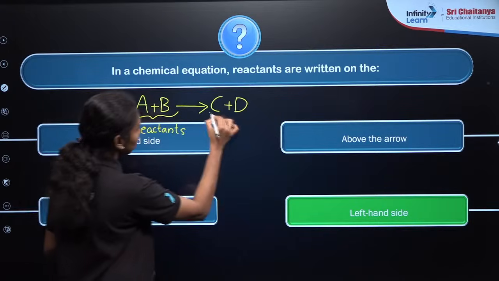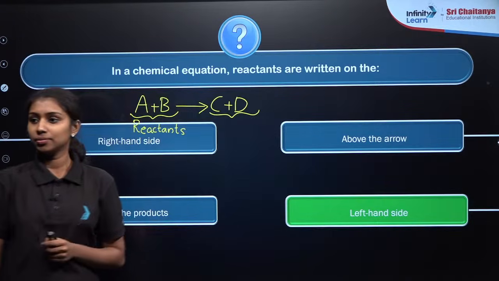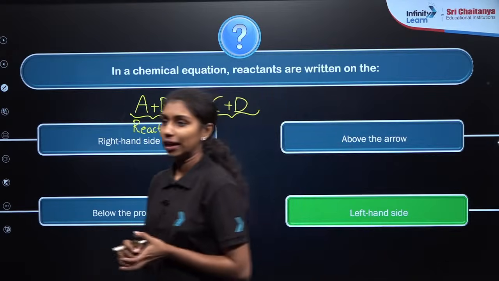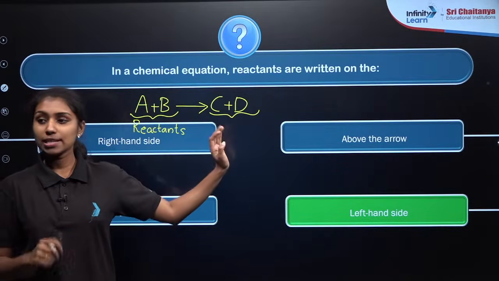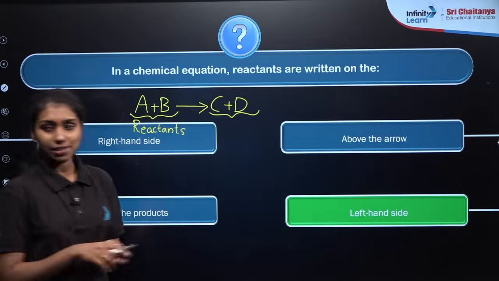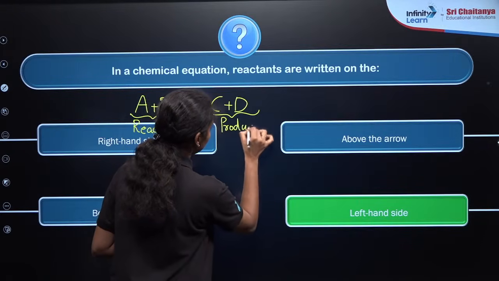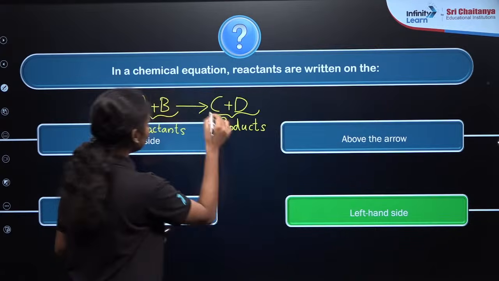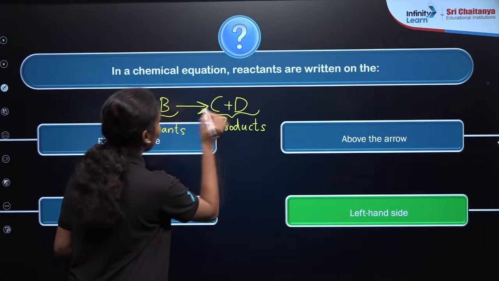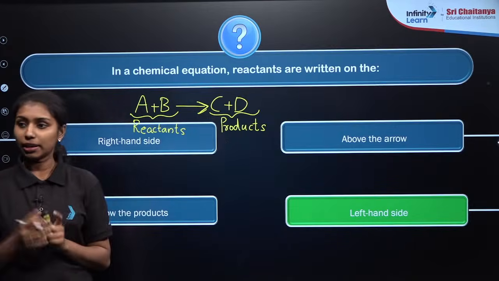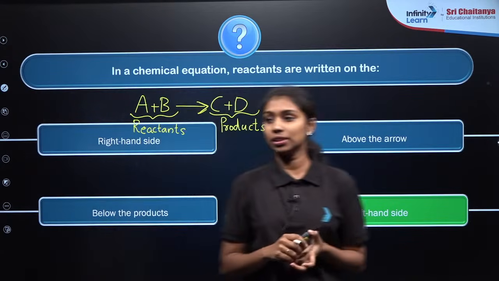Then those present on the right hand side of the chemical reaction are known as the products, right? So here C and D are the products of this chemical reaction, and this arrow represents the reaction, right? It is proceeding. A and B are combining to form C and D as the products, right? Yes, very good.